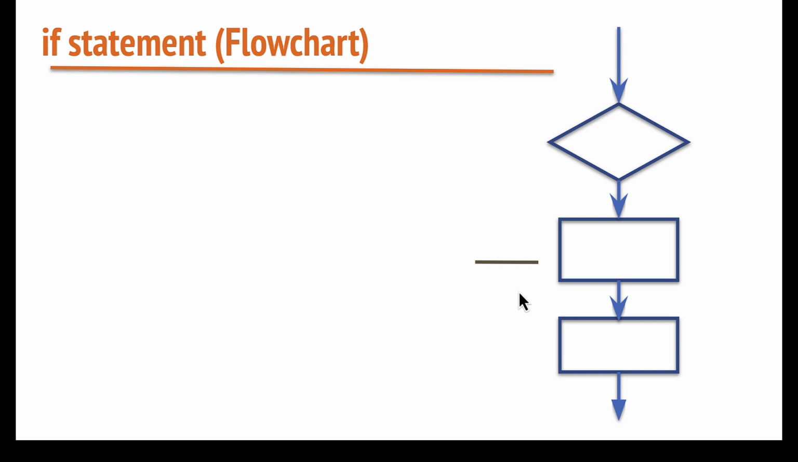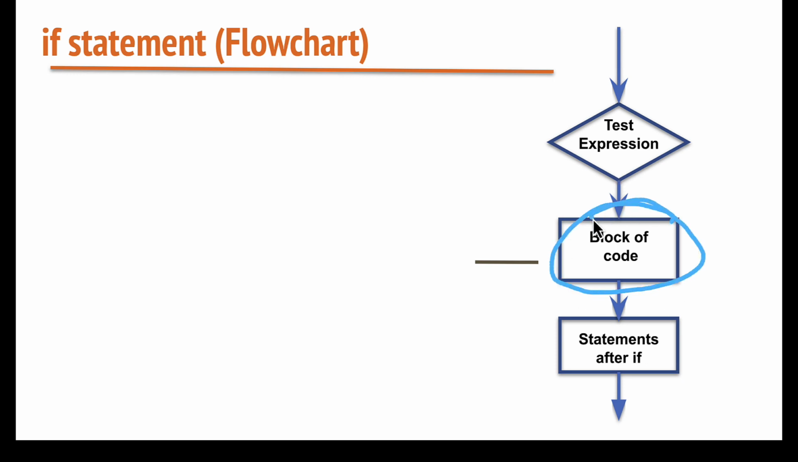We'll have certain symbols to identify what's happening. In this particular case, we have a test expression, and this test expression is identified in the form of a diamond. Diamonds are going to be decision-based evaluations. Then we're going to have our block of code, depending on the test expression, if it's going to be a true evaluation, and then statements after the if.